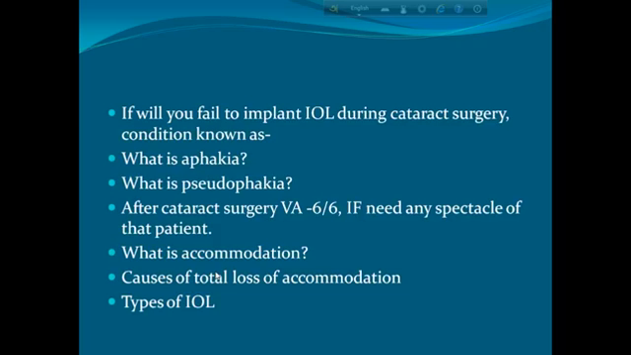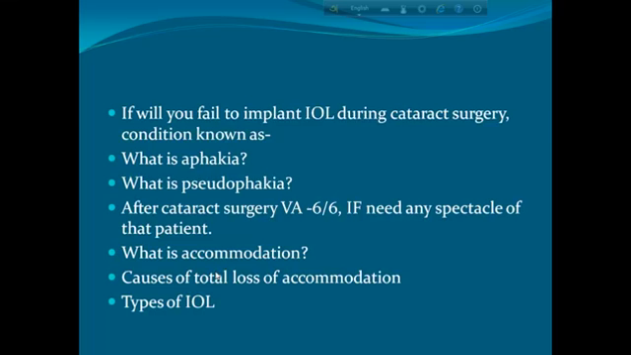Another definition of aphakia: absence of lens is aphakia. During cataract surgery, the surgeon removes the opacified lens, and then if the surgeon fails to implant the IOL, this condition is aphakia. But if the surgeon implants an IOL, that is known as pseudophakia. When the examiner asks what is aphakia, another question arises: what is pseudophakia? When the cataractous lens is replaced by an artificial intraocular lens, the condition is pseudophakia.